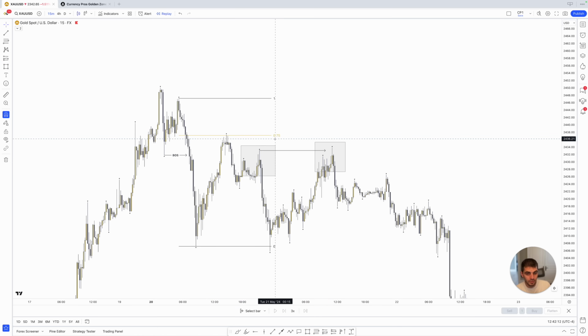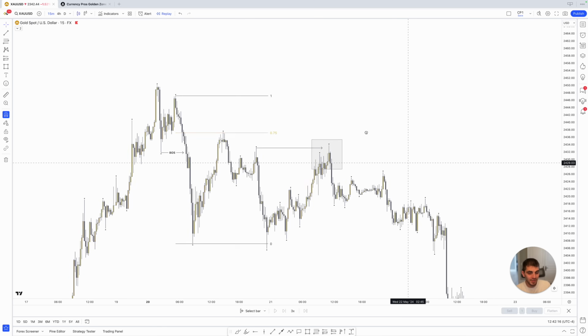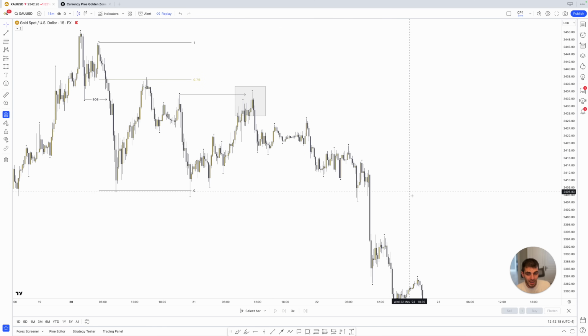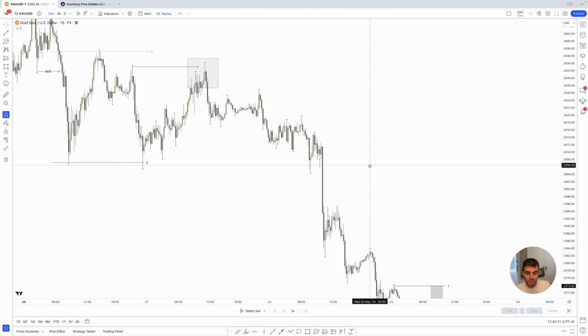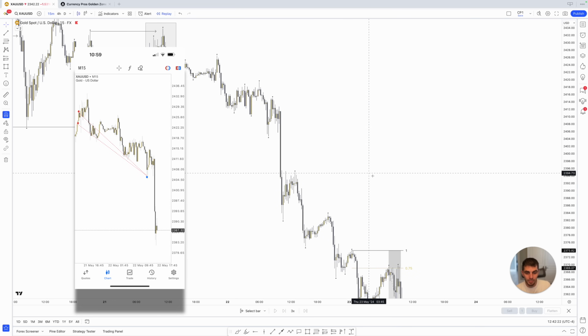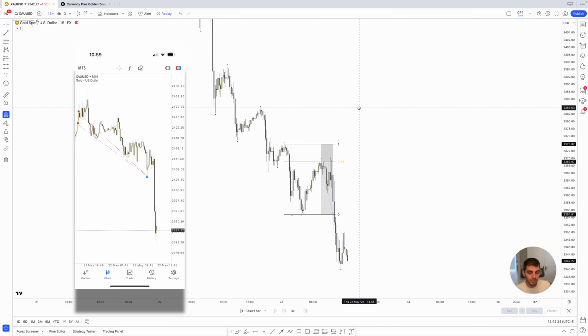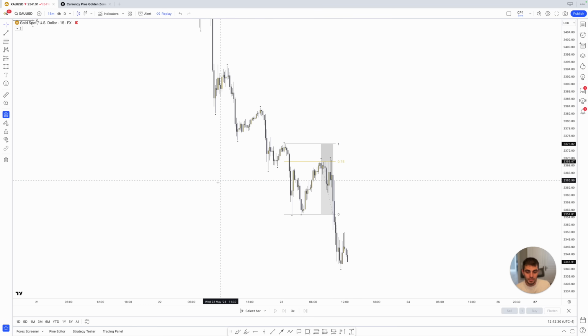I remained in the trade, and I am so glad I put my stop loss where I did, because you can see what happened afterwards. Price absolutely melted like ice cream on a hot summer day. Just kept going, and is still going right now. This is not replay mode anymore. Price is still dropping. So, pretty crazy move.